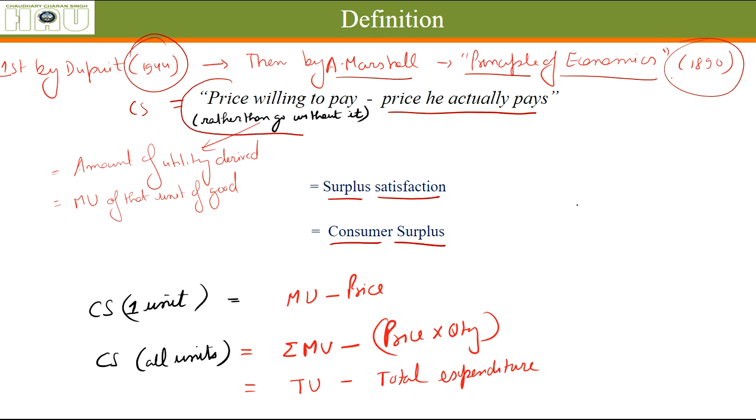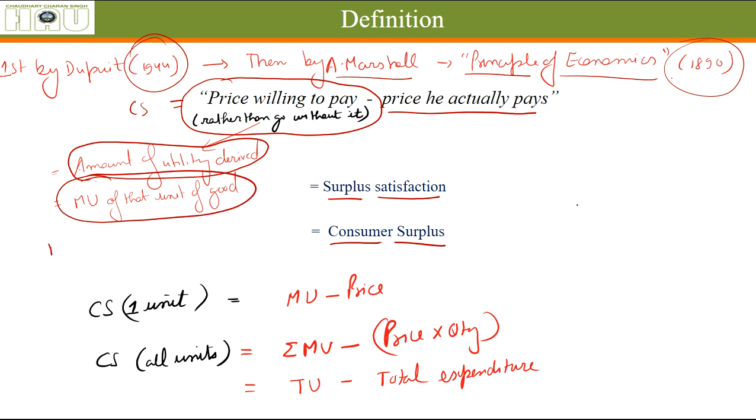What is the maximum price he is willing to pay? It will always be equal to the amount of utility derived. He will not pay more than the satisfaction he derives from that good. So the maximum price he is willing to pay will always be equal to satisfaction.